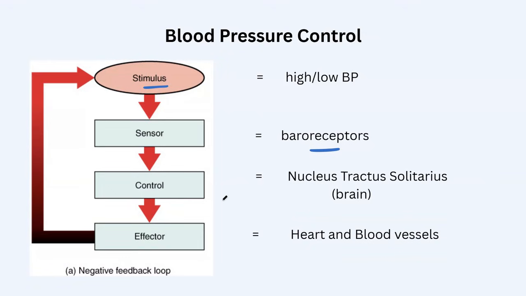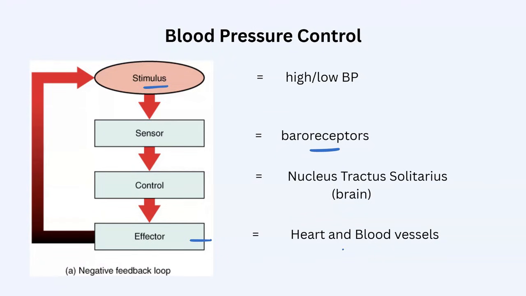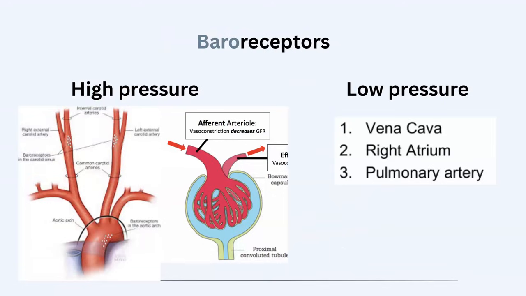Okay, so now that you sense it, what happens? Who's going to decide what to do? So the control part is done by the nucleus tractus solitarius in the brain. It is going to decide, okay, it's sensing the high blood pressure. It's thinking, okay, what do I do now? So whatever it decides to do, it's going to send it to the effector. So the effectors are the heart and blood vessels. This is where they're going to take effect.